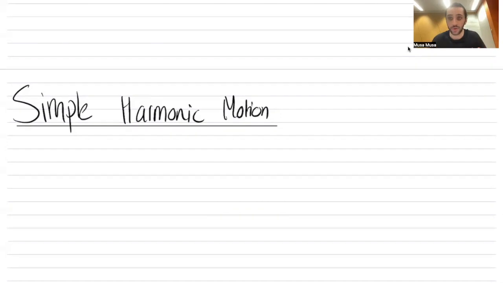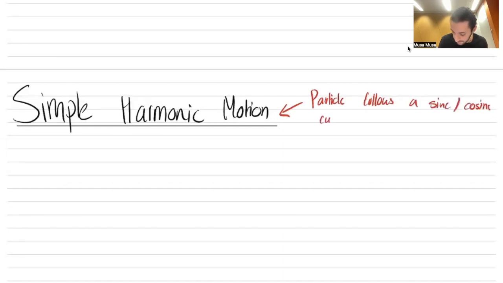Well, simple harmonic motion is when a particle oscillates in the form of a sine curve or a cos curve. So it oscillates around some center, going up by the same amount as it goes down. So basically, it's when a particle follows a sine/cosine curve, oscillating between 2 points.